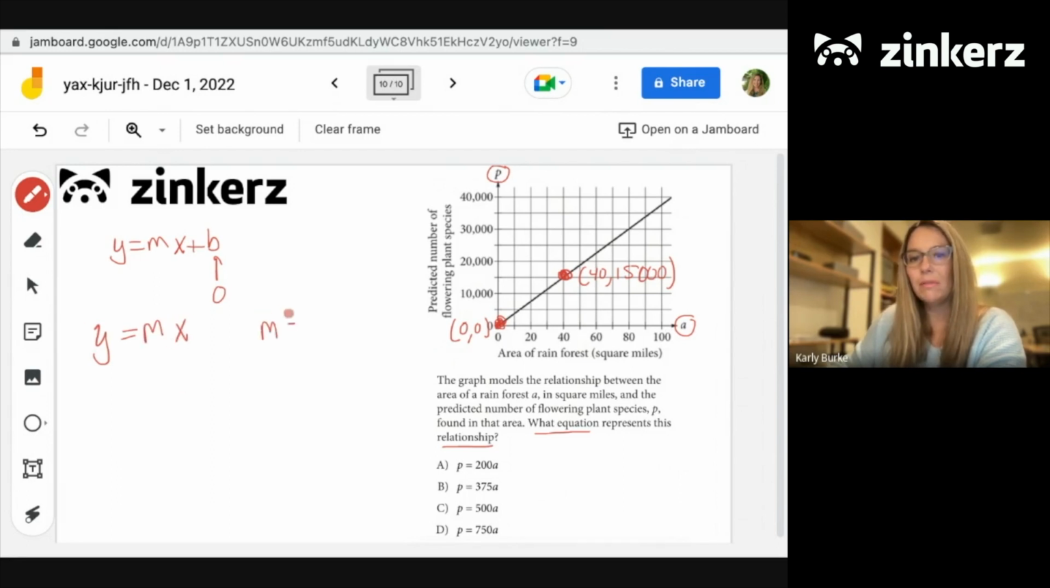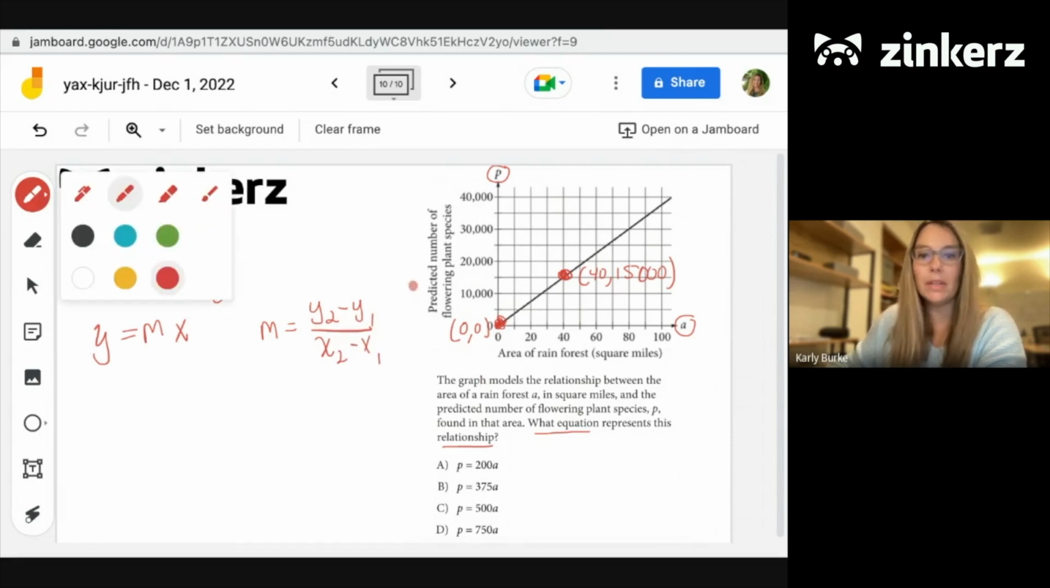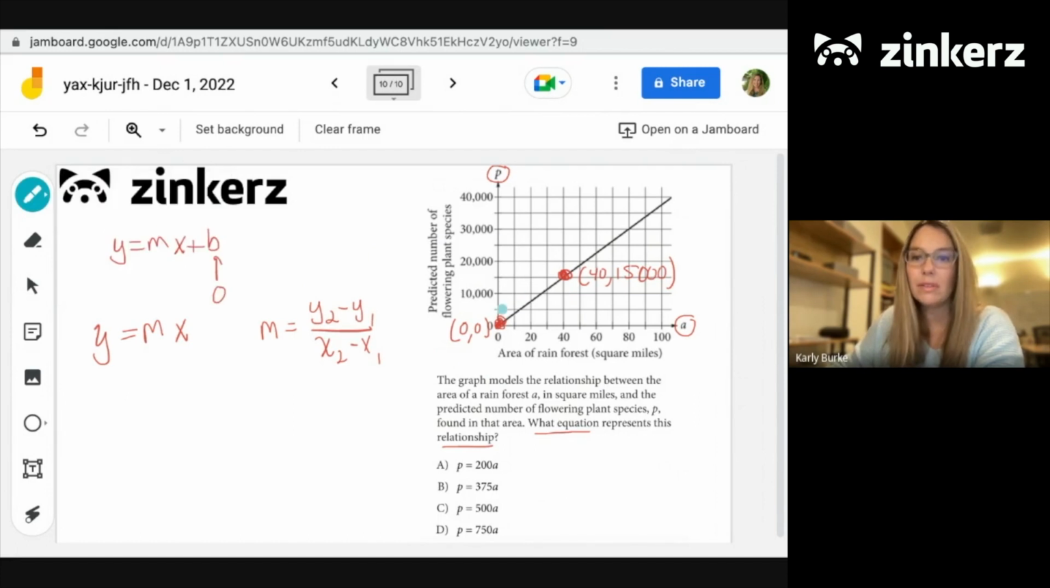So we're going to find the slope, and it's just the change in y over the change in x. Now you can do this algebraically. You can also do this on the graph. If you're doing it on the graph, just remember that the y-axis is scaled differently than the x-axis. So if I'm just drawing my slope triangle here, it goes up by 15,000. And it goes to the right by 40.